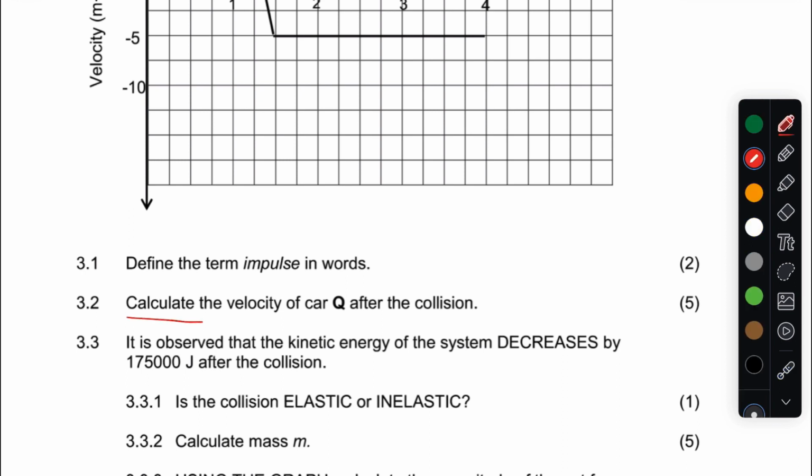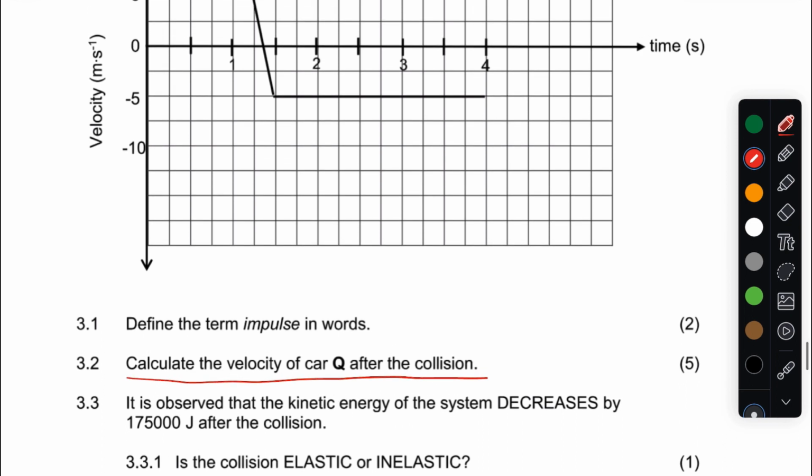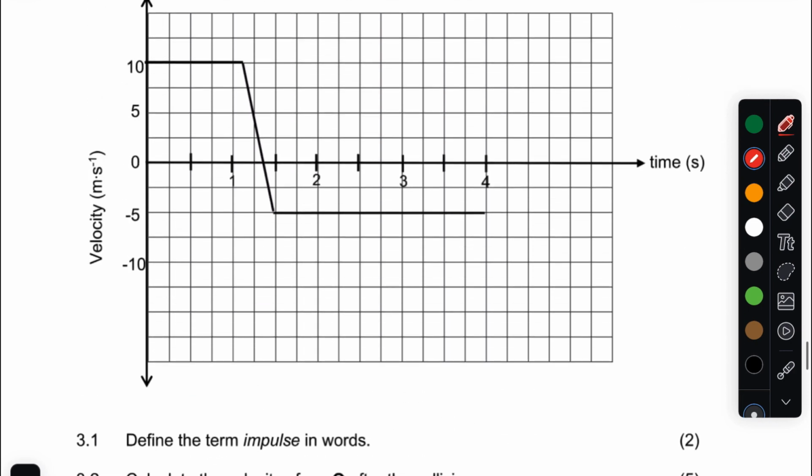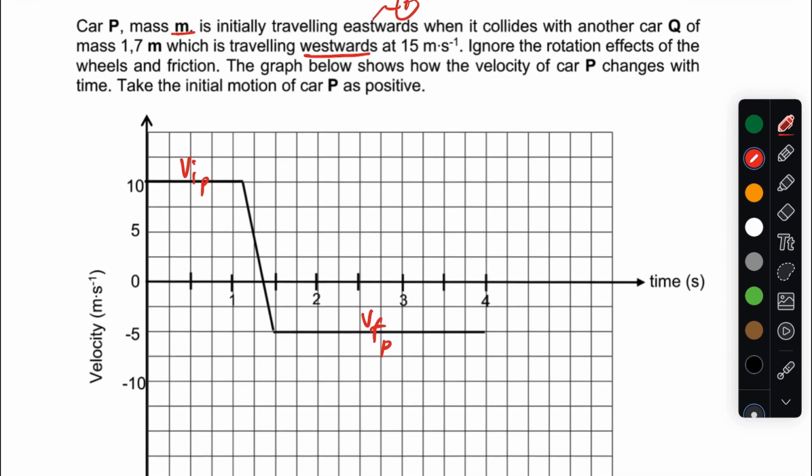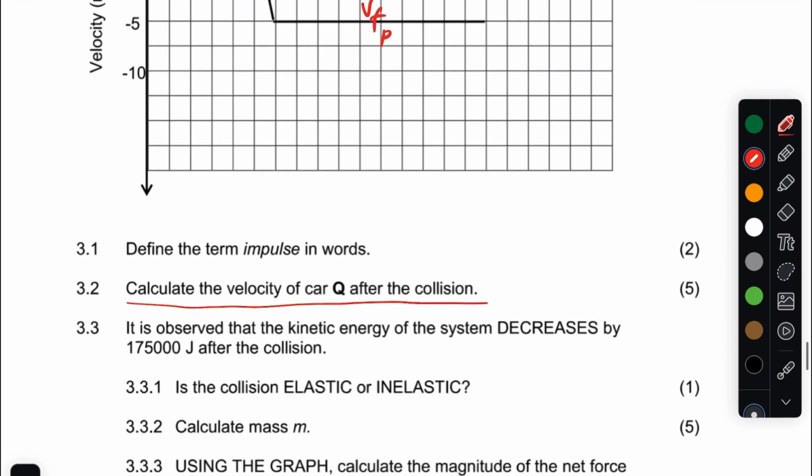3.2, it says calculate the velocity of car Q after the collision. So guys, we have the initial velocity of car P and the final velocity of car P, but what we do not know is the final velocity of car Q. We have the initial velocity of car Q. Now what do we want in this question? We want the final velocity of car Q.